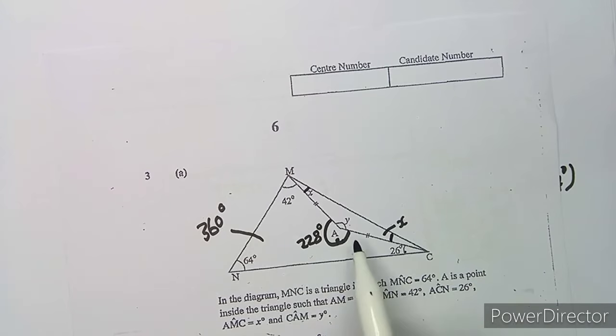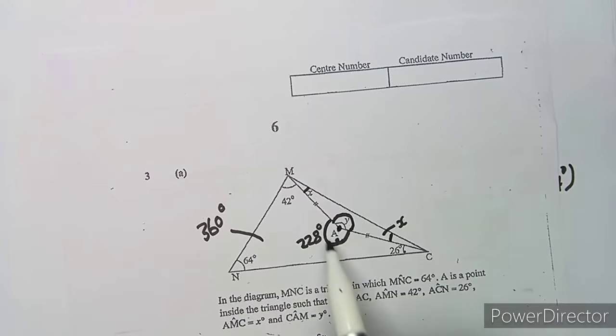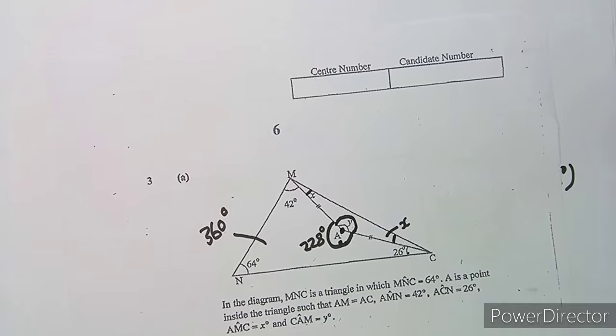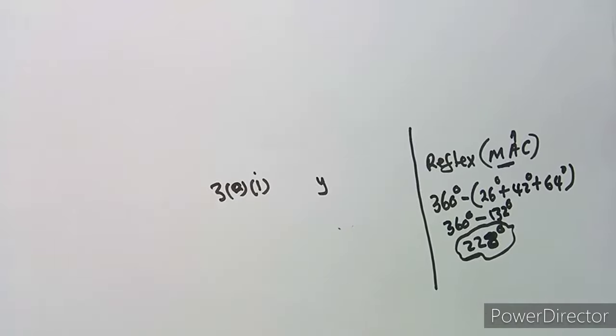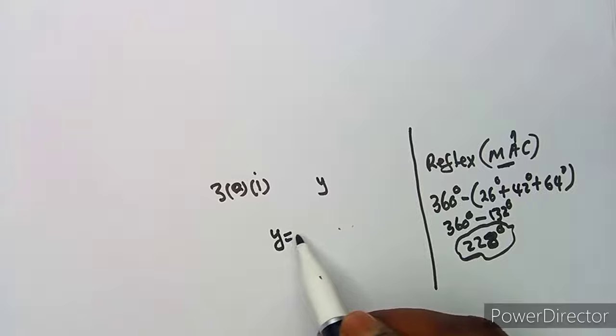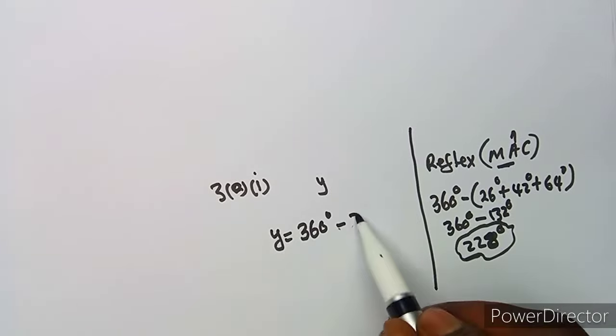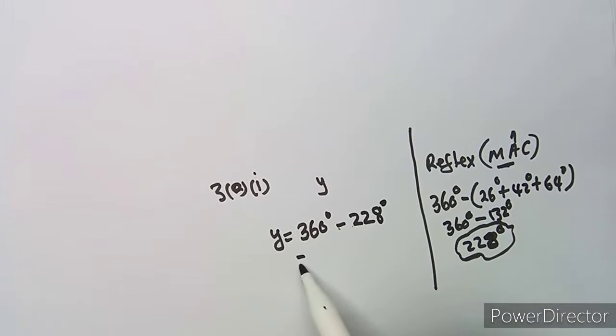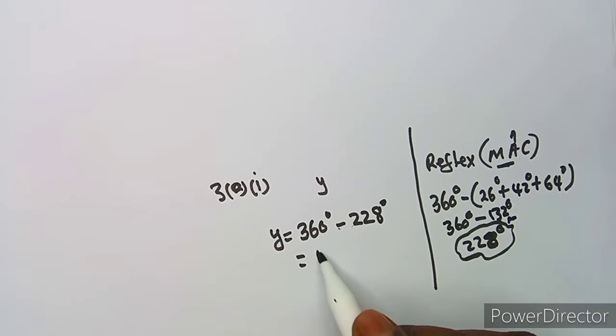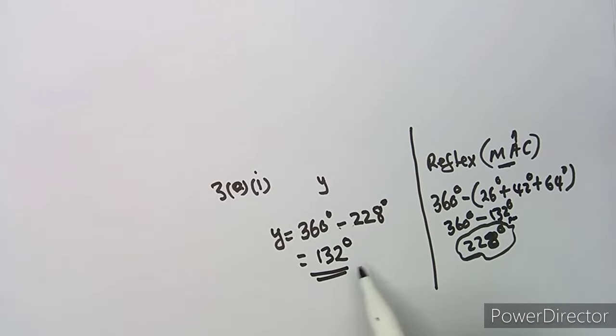All right, now it's going to be easier for us to find the value of y, which is this one. Why? Because this is an angle that we know: a complete revolution, or angles at a point, add up to 360 degrees. So the value of y is going to be 360 degrees minus 228, which is the reflex, and it gets us back to that 132, guys, as you can see. So this is going to be 132 degrees. All right, so that is the value of y.